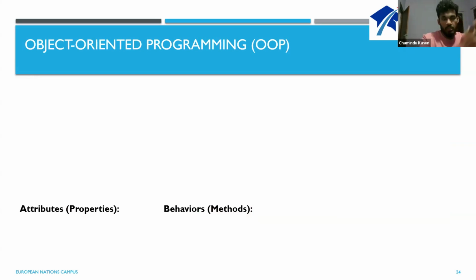An object is something that represents a real world entity, right? I think you have done this in your fundamentals of programming subject. I think you have developed applications with C++, so there we had the main method.